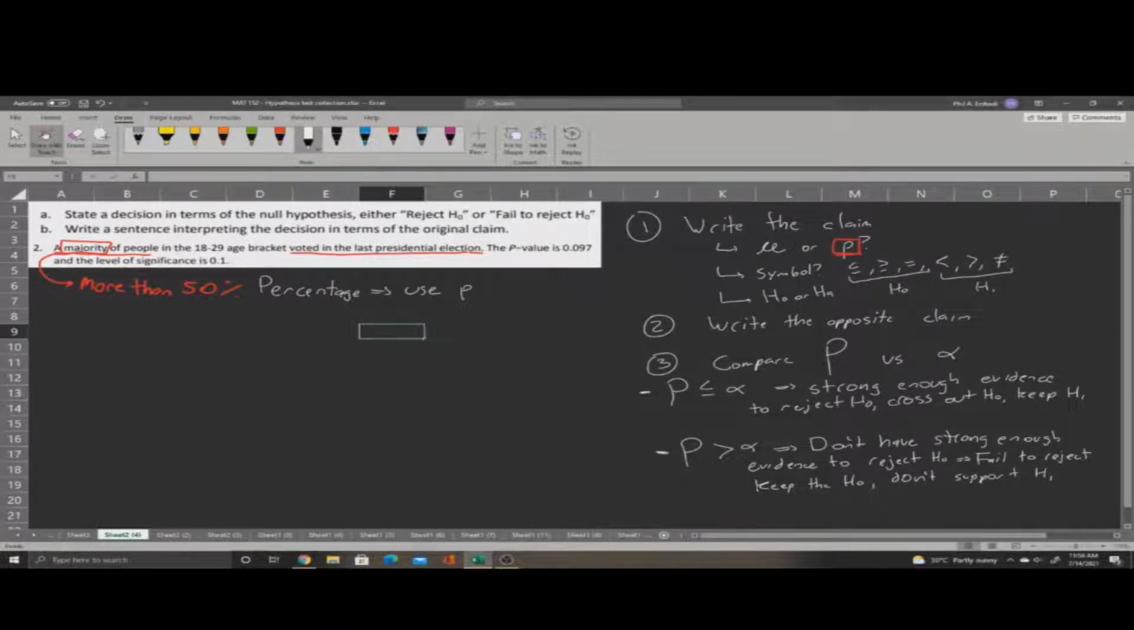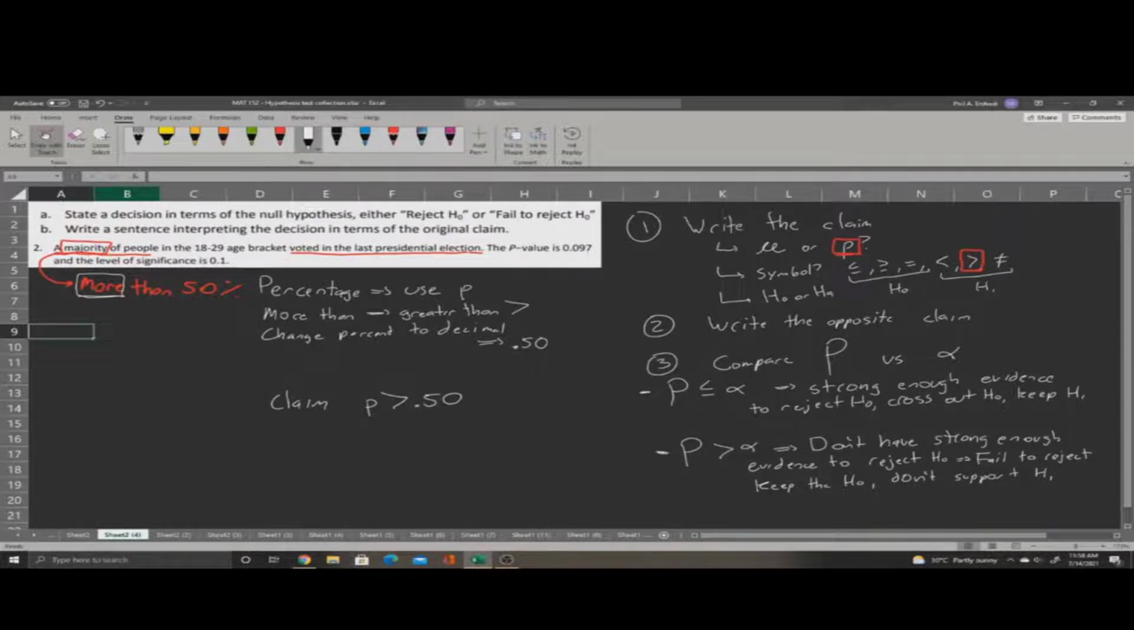The sign that we use after the p depends on the wording of the question. When they say the word majority, that means more than 50%. Since we see a more than in the question, that means our sign is greater than. We'll draw a box around that. Now, since we have 50% in our question, let's not write 50%, let's change that to a decimal. And so instead of saying 50%, we'll say 0.50. Therefore, we can say our claim is that little p is greater than 0.50.